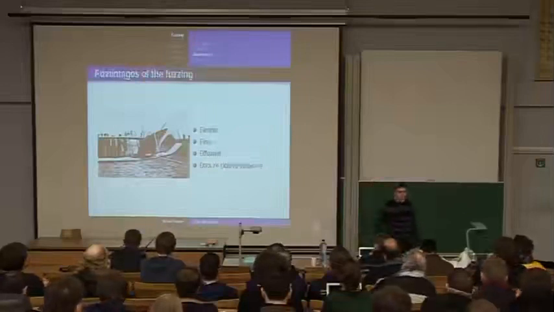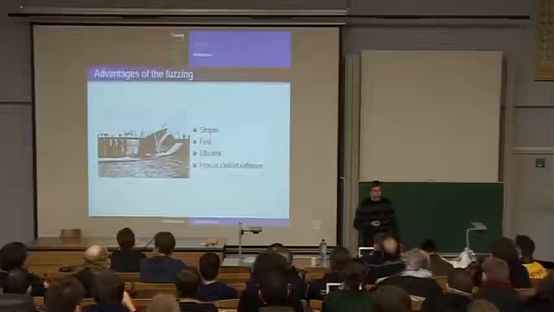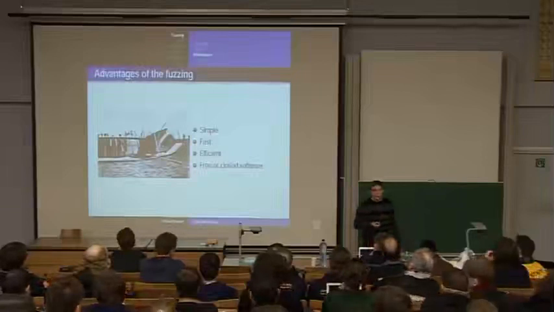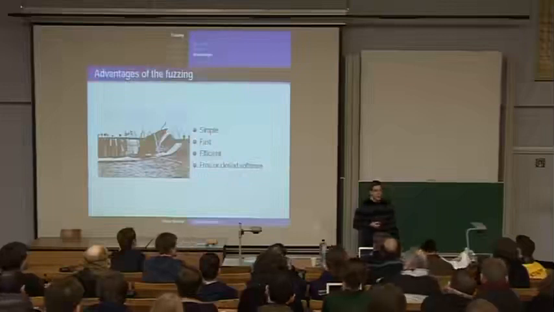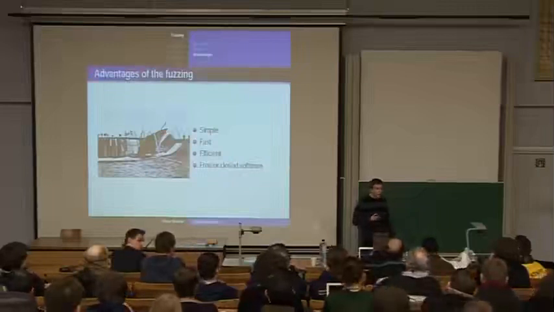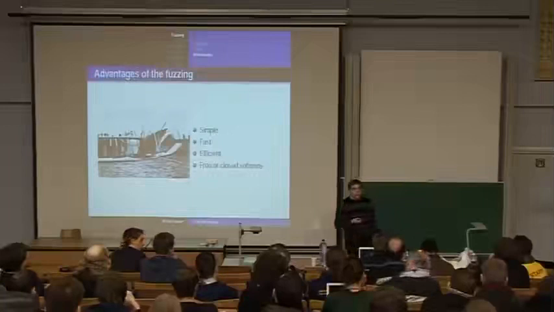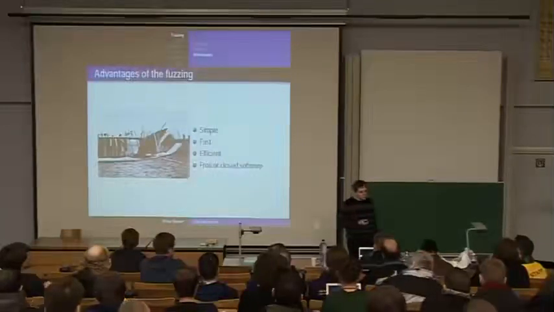And the advantage of fuzzing in comparison to static code analysis or dynamic code analysis is that fuzzing is really simple, which means that in 4 hours you can write a fuzzer and find the first bugs. It's very fast because most fuzzers find bugs in 1 minute or maybe 1 hour, but that's very fast if you compare to static analysis, which can take many hours.